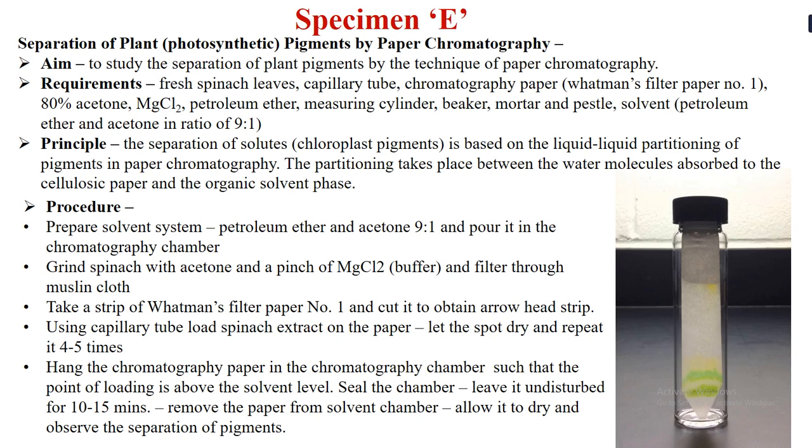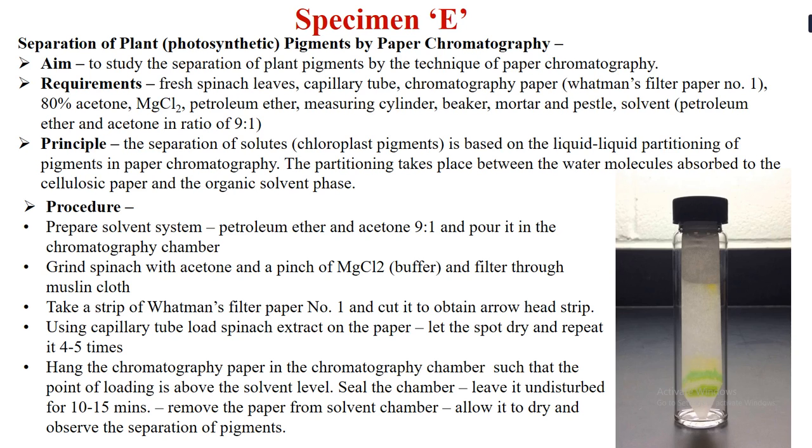Now let us see what is the experiment that will be kept. The first experiment is separation of plant pigments by paper chromatography. In this experiment, we are going to study the separated photosynthetic pigments from the plants. As I told you, you just have to observe the result and then conclude the experiment. But for observing it also, you need to know what this experiment is about and what is the procedure of this experiment, though you do not have to write it in the exam.